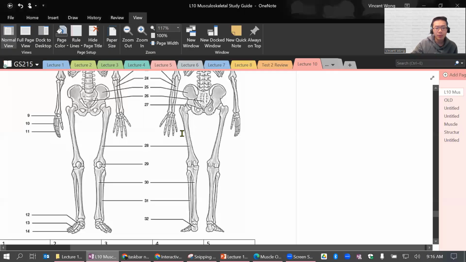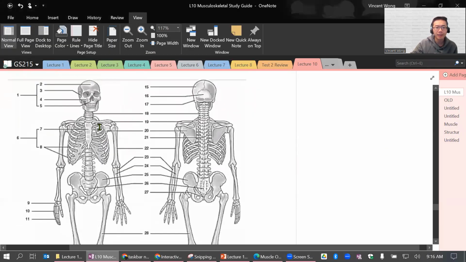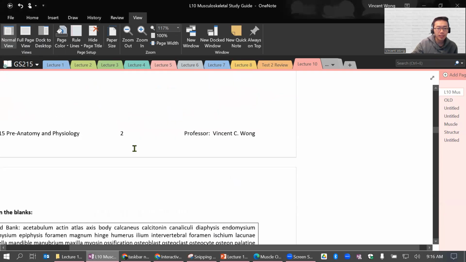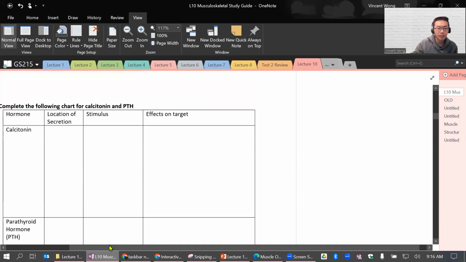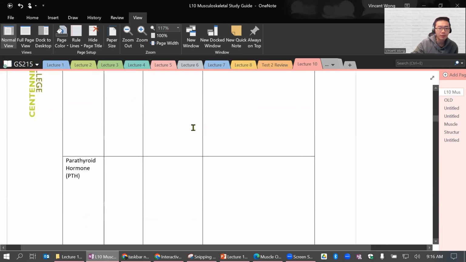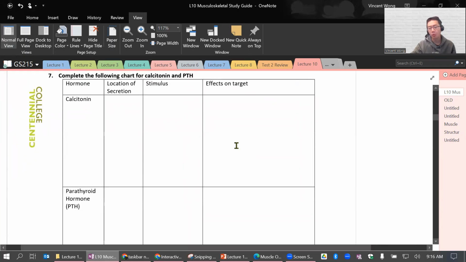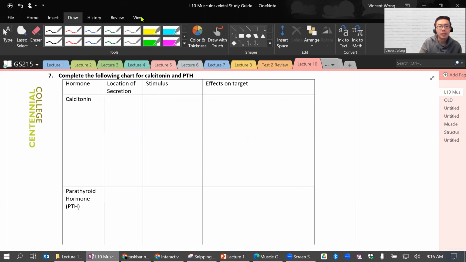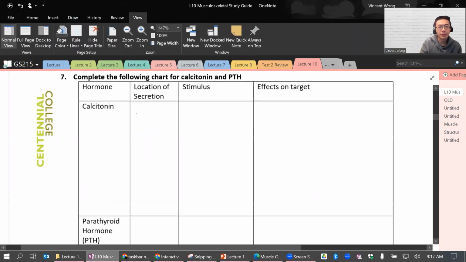Now, why don't we fill this chart in together? I'm sure you can do it on your own, but I think it's better if we do it together, so it will help you remember it. Every time we learn a new hormone, we're going to fill in a chart like this. Lots of hormones are coming your way in the reproductive system as well. So there is that to look forward to.